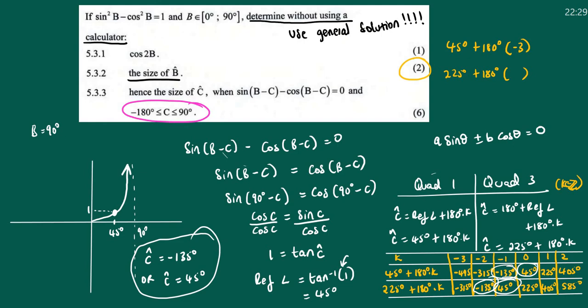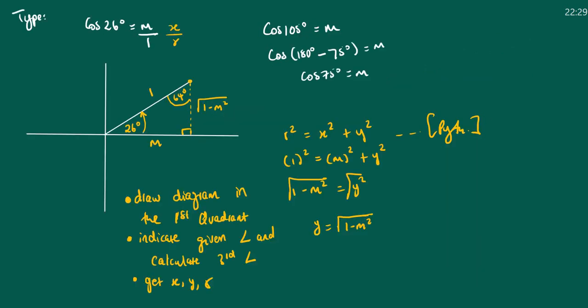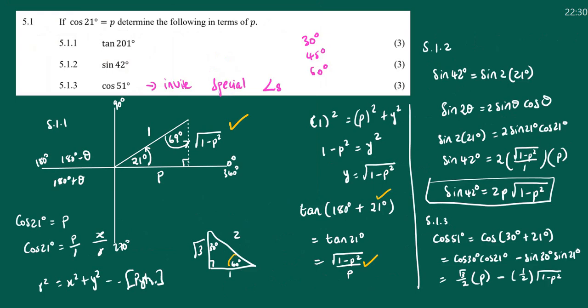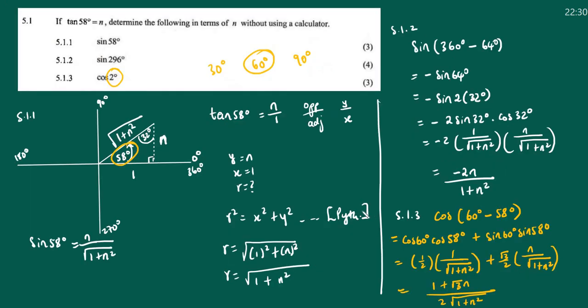And then let's remember that for general solution, we need to know how to apply it. So revise that, and then for these ones, they're not difficult. You just draw the diagram in the first quadrant, you indicate the given angles and calculate the third one if it's not there, and then you get x, y, and r, then you're okay. All right, any questions?